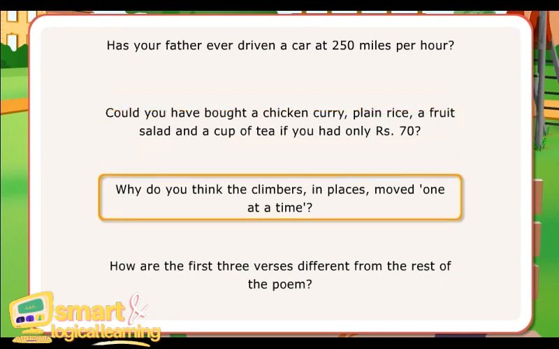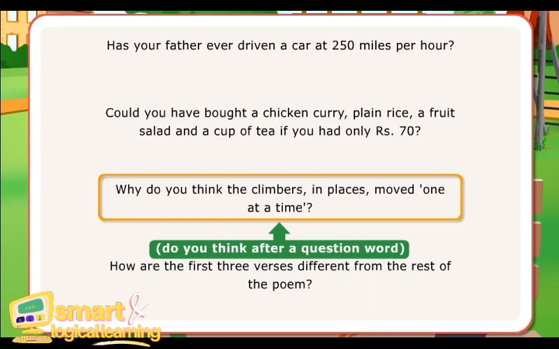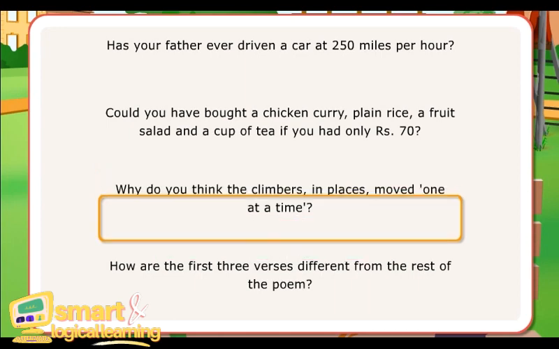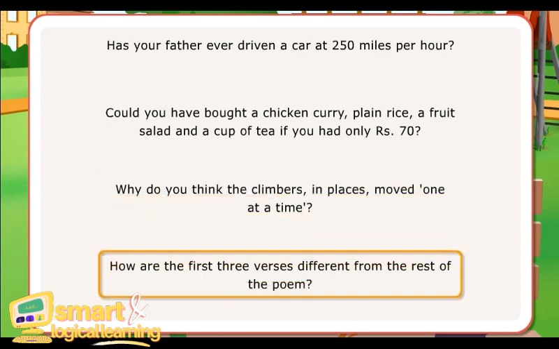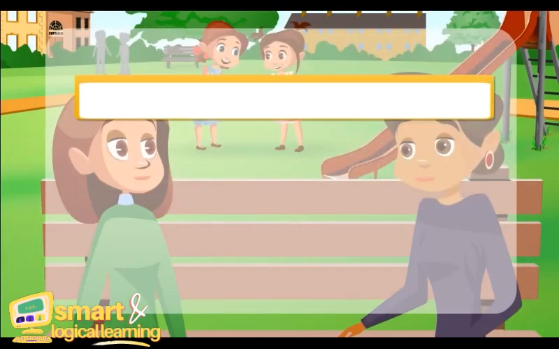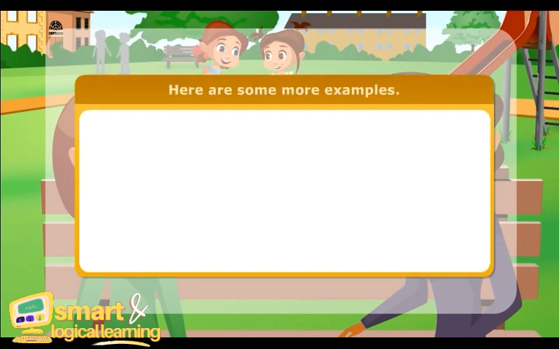Why do you think the climbers in places moved one at a time? Do you think after a question word. How are the first 3 verses different from the rest of the poem? Question using how. Here are some more examples.